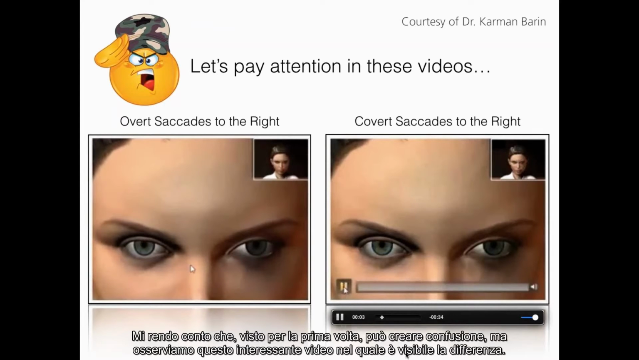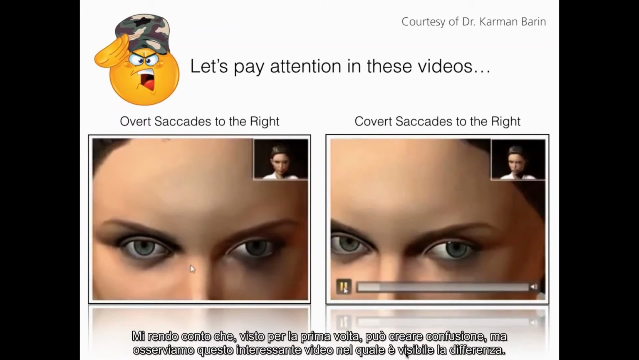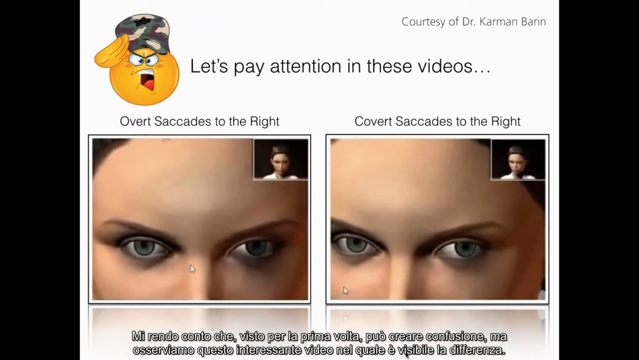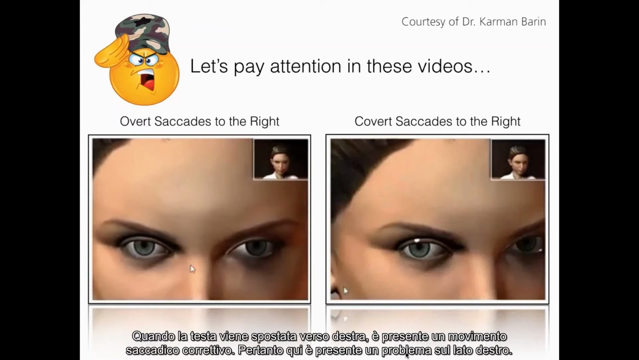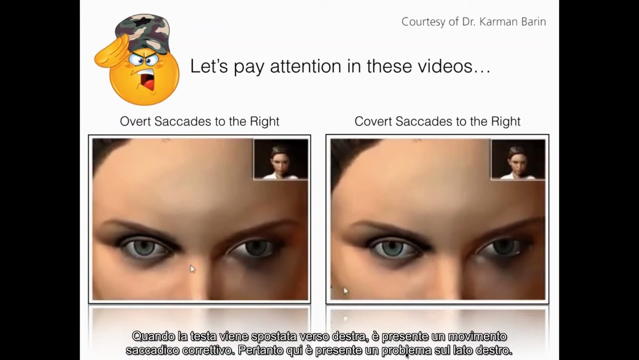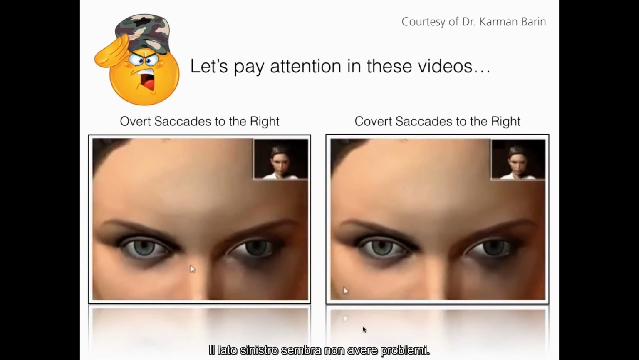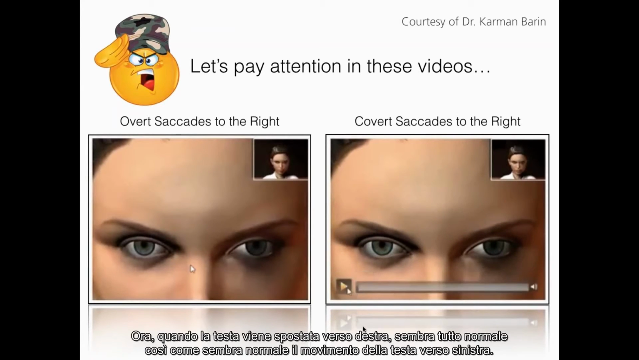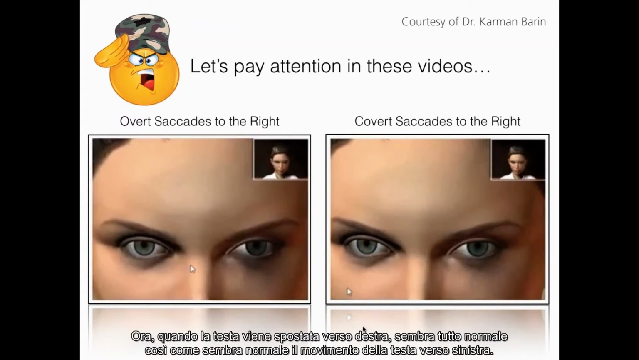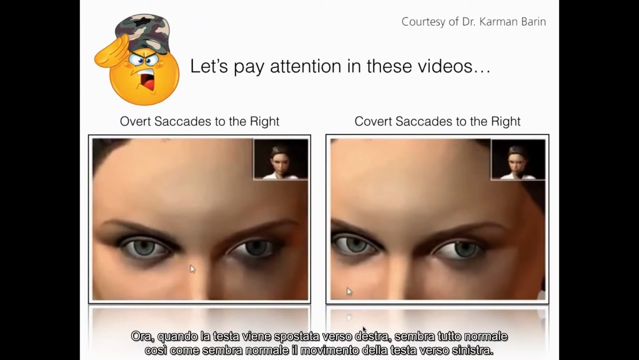And this is a video Mariana gave to me, and it is a very interesting video. Here you can see a patient, and when we move to the right, you see a corrective saccade here. So they have a right side problem. The left side seems quite normal. This is an overt saccade. But when we do this here, look, you move to the right, seems normal. You look to the left, and it still seems normal.